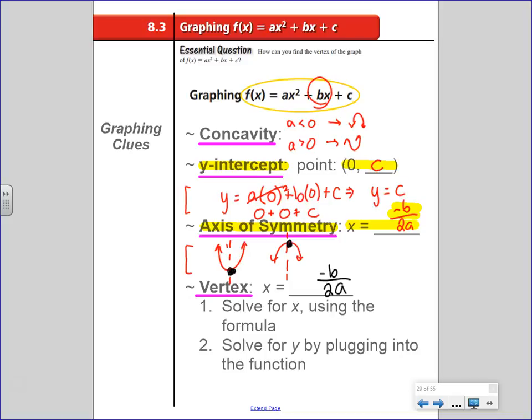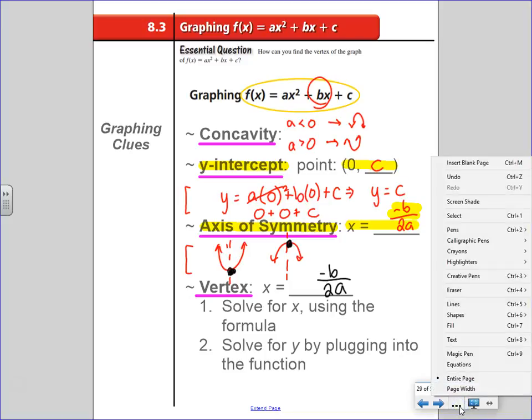So we have x equals negative b all over 2a. However, I just told you a vertex is a point, and so a vertex needs an x and a y. Turn this to your notes real quick. Make sure it's all in everything. So we solve for x using the formula, and then we solve for y by plugging into the function.